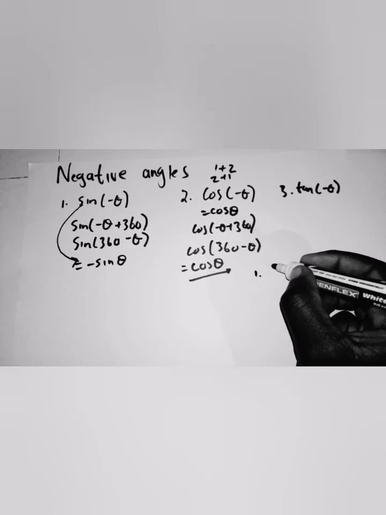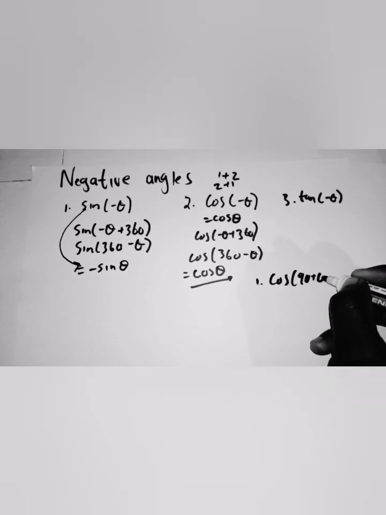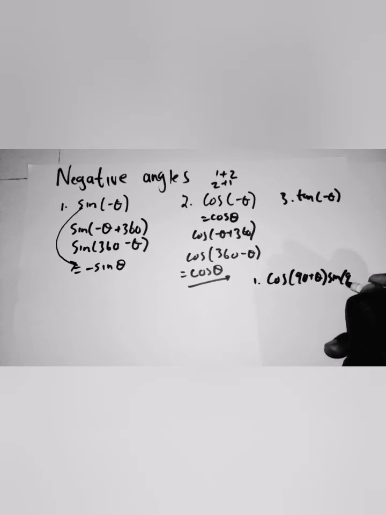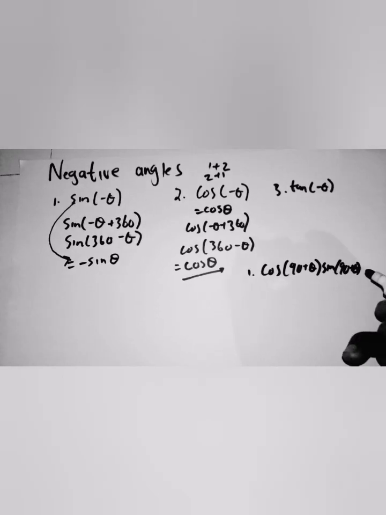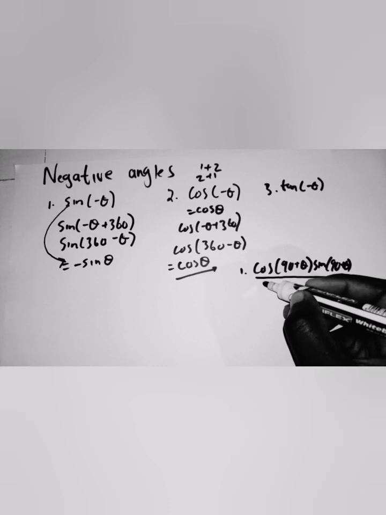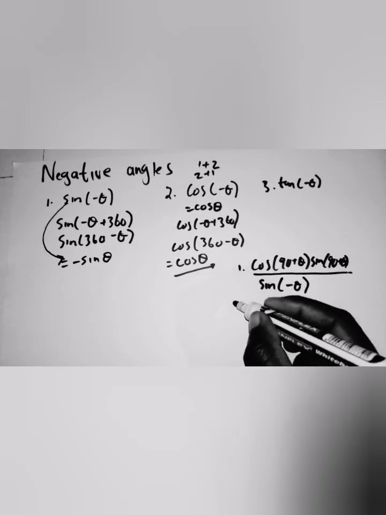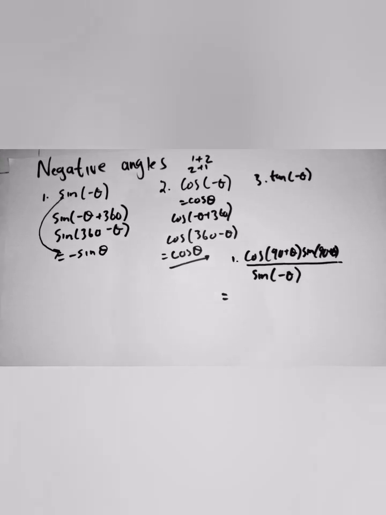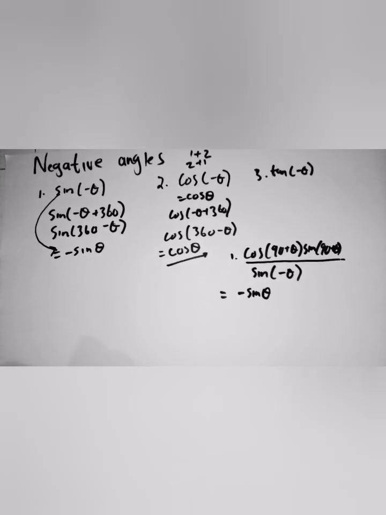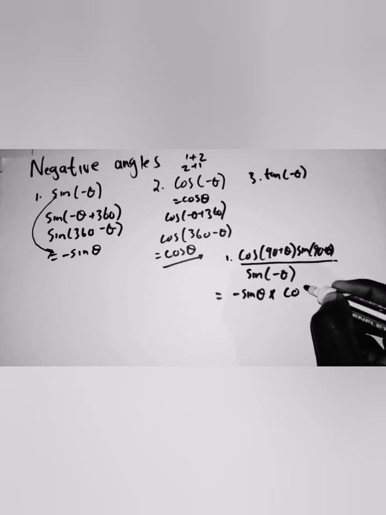Okay, now the first example: simplify cos(90 plus theta) times sine(90 plus theta) over the sine of a negative angle, which is negative theta. Here it's our cofunction, so it will change. Remember, we'll have negative sine theta. Make sure you know the cofunctions. Times sine(90 plus theta), which will change into a positive cos theta.